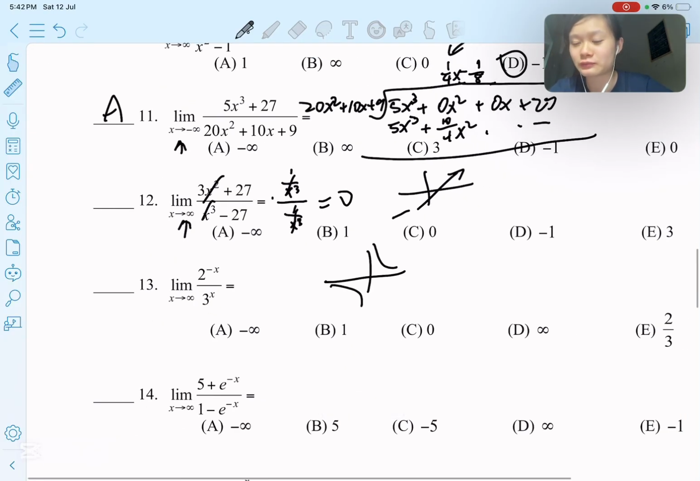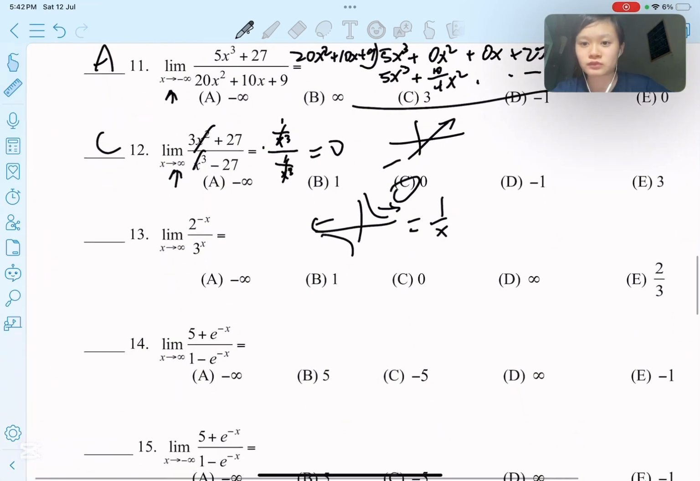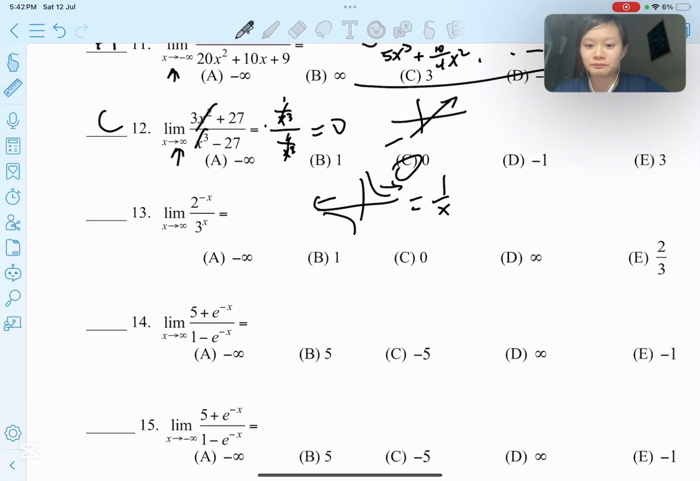Because it's the same as 1 over x, right? 1 over x. If it's negative infinity, it's 0. If it's positive infinity, it's still 0. So this limit is equal to 0, C. Okay, pretty confident for that.